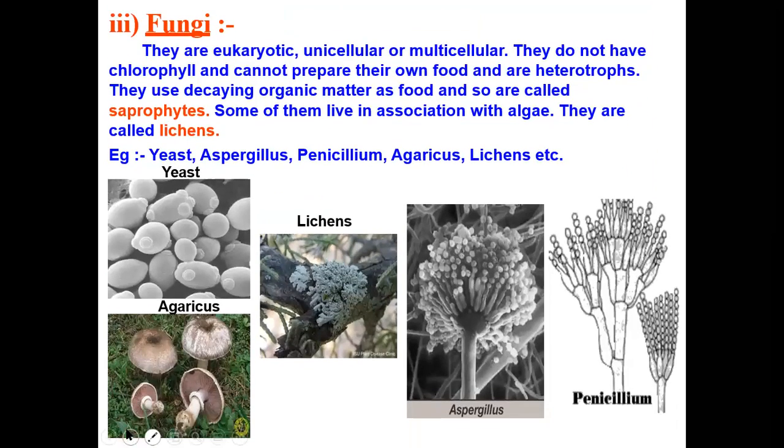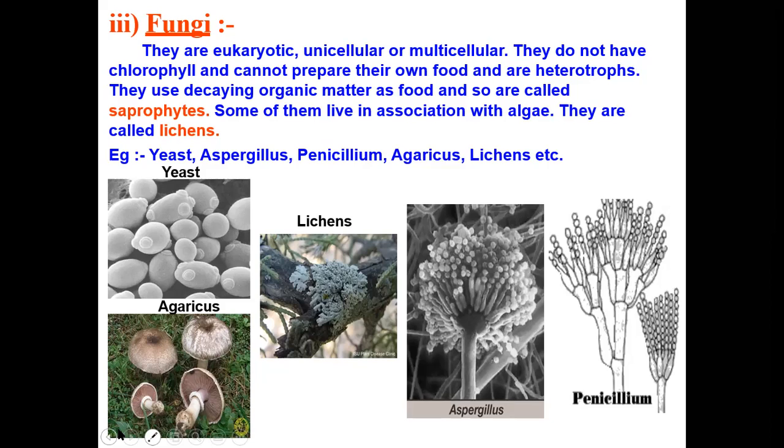Now we will discuss fungi. They are eukaryotic, unicellular and sometimes multicellular also. They do not have chlorophyll and cannot prepare their own food, and are heterotrophs. They use decaying organic matter as food, so are called saprophytes. Some of them live in association with algae.